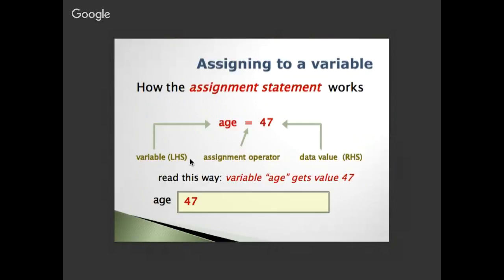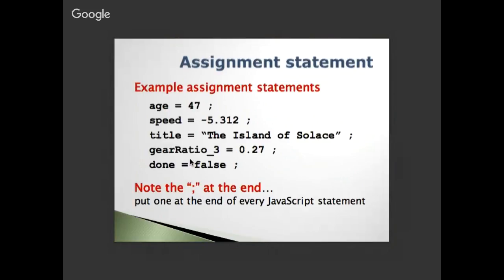How the assignment statement works: you have the word age, a variable, equals 47, which is the data value. The equal sign is the assignment operator. An assignment operator is pretty universal in all the languages you've learned. So it's read this way: variable age gets a value of 47, okay? So var age equals 47.